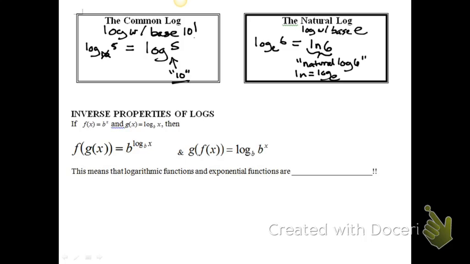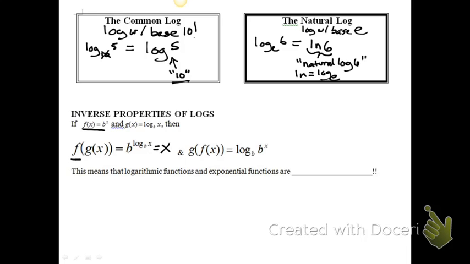We're going to move on to inverse properties of logs and apply them. If f of x is the exponential function, b to the x, and g of x is the logarithmic function log base b of x, then if you plug g of x in for f of x, you would get b to the power log base b of x. Something remarkable happens if you compute that. It's just equal to x.